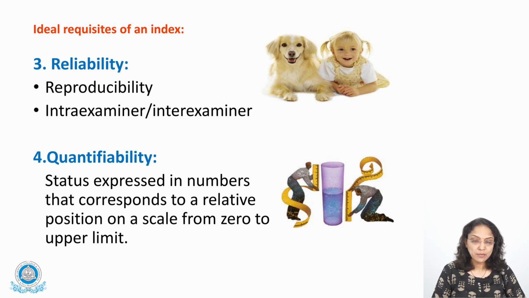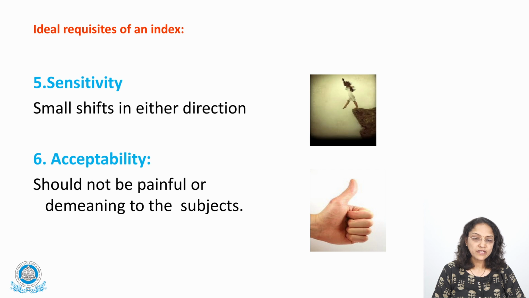Quantifiability is a property where oral health status is expressed in numbers that correspond to a relative position on a scale from 0 to upper limit. That is, we have to be able to express the values in numbers. Example, in DMFT index, the number of decayed teeth are 2 or filled teeth are 4. Next property, sensitivity. Property which shows small shifts in either direction. Example, incipient caries from normal tooth. Next, acceptability means procedure should not be painful or demeaning to the subjects.